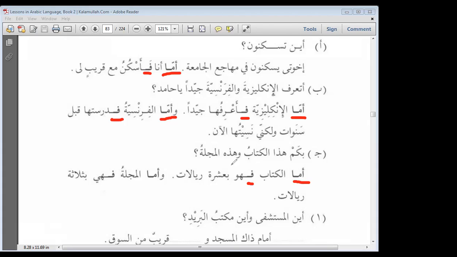Wa amma al-mujallatu, and as for the magazine, fahiya bi thalathati riyalat. Fahiya again, right? It is for 3 riyals. Right? So the lesson here is that we use the amma together with the fa. Right? Questions?